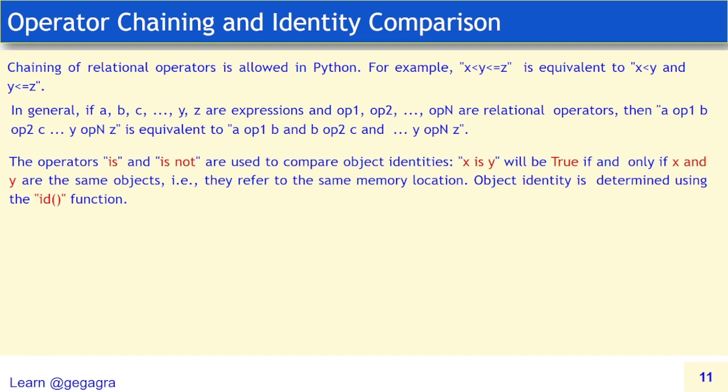And when you compare the entities, then if these two variables are pointing to the same memory location, then in this case x is y becomes true. Correct? So the memory location is the location where the values of these variables are stored. Means they refer to the same memory location. Object entity is determined using the id function. So there is an id function in Python which gives the memory location when you use the variable along with the id function.